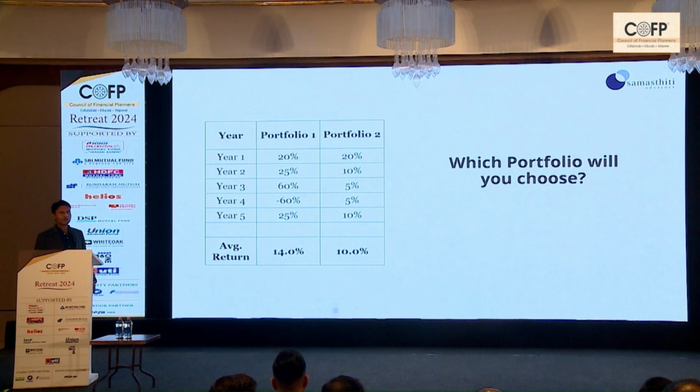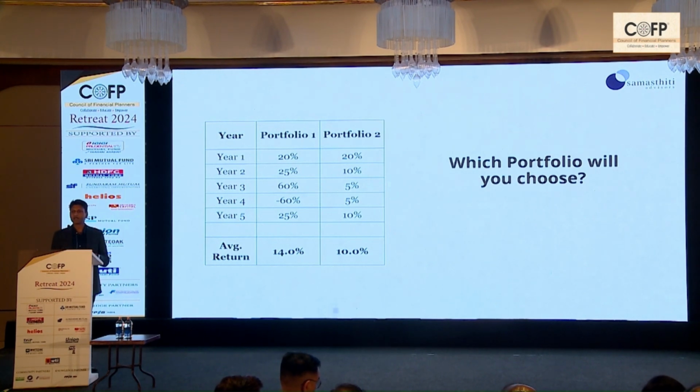So let's take a look at why averages can be so misleading, and why, when we are doing all of this computation using averages, we may not get an accurate answer. So we have two portfolios. Portfolio 1 has a 14% average return, and portfolio 2 has a 10% average return. Which portfolio will you choose?